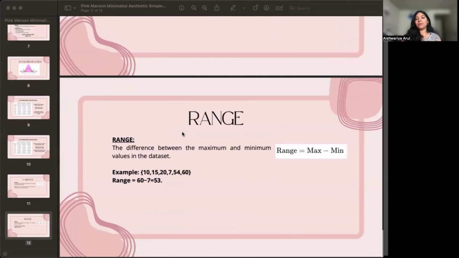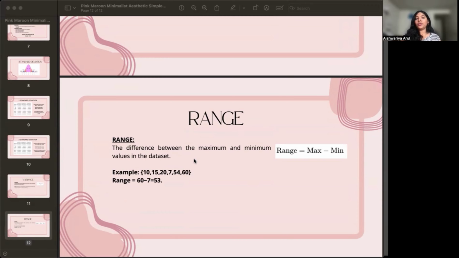Range will help you find out the minimum and the maximum value. For example, in a class, if you want to know about the performance, the teacher can see the lowest scoring student and the highest scoring student. This will help you find out the range of the class.